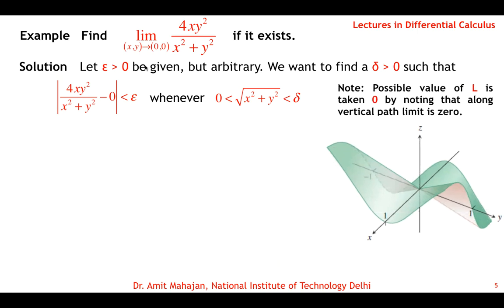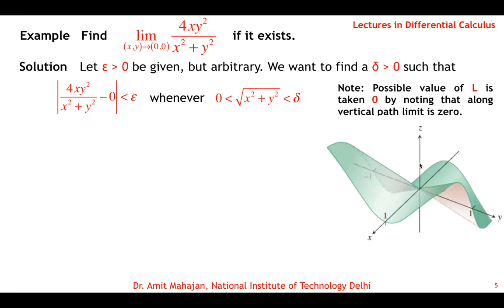where we have to find the limit of a function at the origin if it exists. The function is 4xy square over x square plus y square, and when (x,y) approaches the origin, what happens to the limit of this function? To start with, you can see that the domain of the function is all (x,y) points except the origin. So we have to check the limit as (x,y) approaches the origin (0,0). Intuitively, the possible value of the limit is taken as 0 here, by noting one path, which is a vertical path.